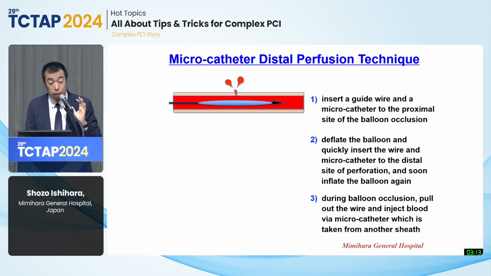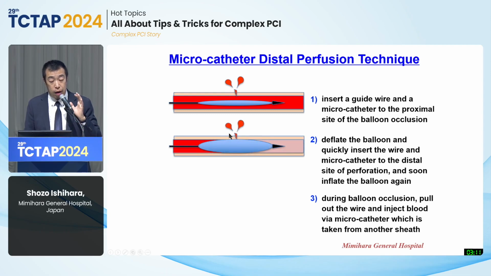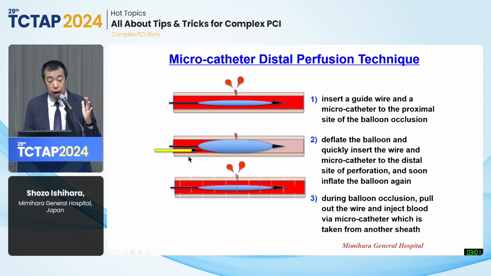So after perforation, we should make balloon tamponade like this. Fortunately, the bleeding stopped, but the distal part suffers from ischemia. So we insert the wire and microcatheter. I recommend Fine Cross or such kind of normal, general microcatheter. And immediately after, we soon decrease the balloon and advance the wire and microcatheter to the distal part.